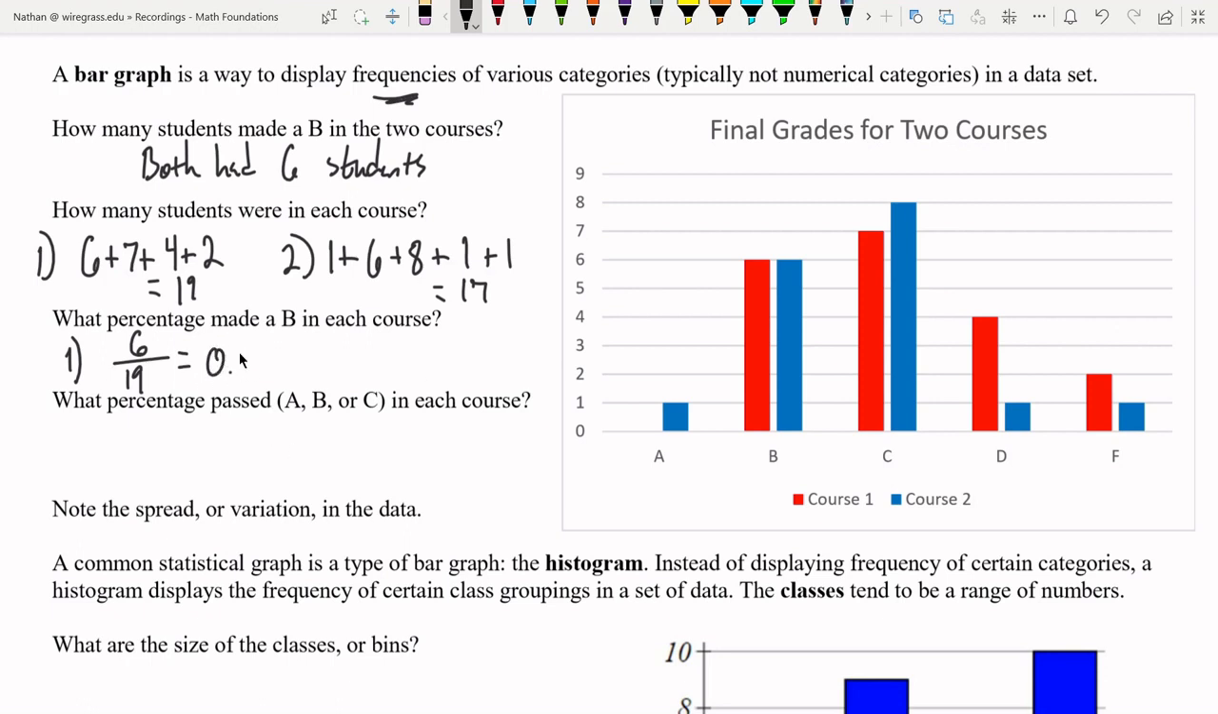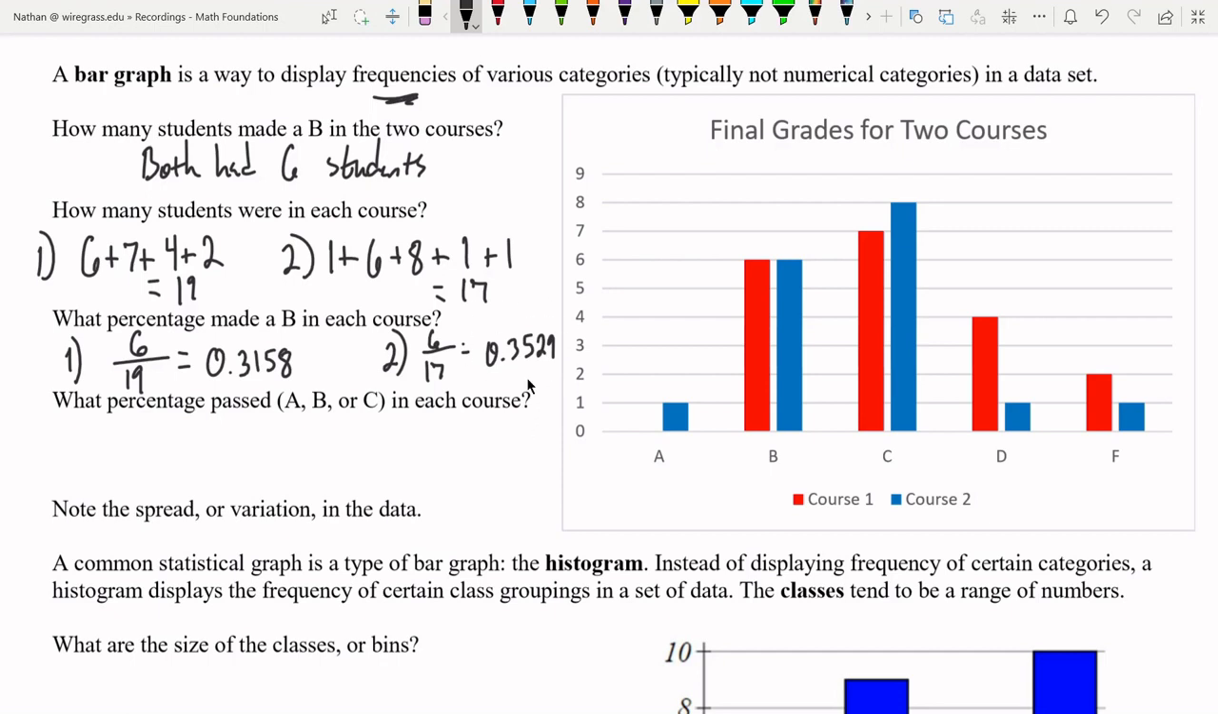It's going to be 0.3158. And then for course 2, we had 6 students got a B, and then out of the 17 total, part and the total is 0.3529. So very similar. The first one had 31.58%. This one had 35.29%. Very close.